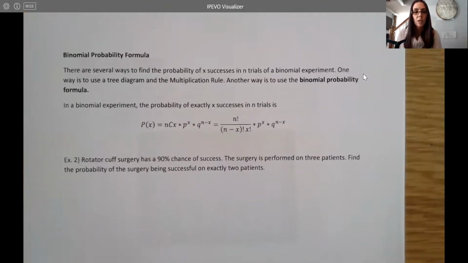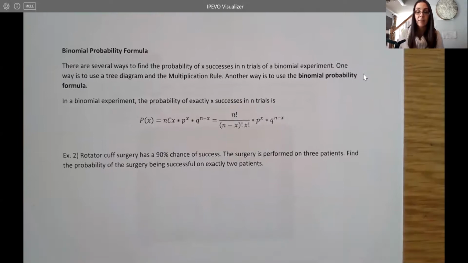All right, so let's actually do some work. So let's say we do know that we actually have a binomial distribution. Let's keep moving forward. So there are several ways to find the probability of X successes in N trials in a binomial experiment. One way is to use a tree diagram and the multiplication rule. So if you're comfortable, you could do a whole tree diagram and figure it out that way using visuals. Another way, if you're more of a formula person or if it starts to get too complicated to do a tree diagram, is to use what's called the binomial probability formula.